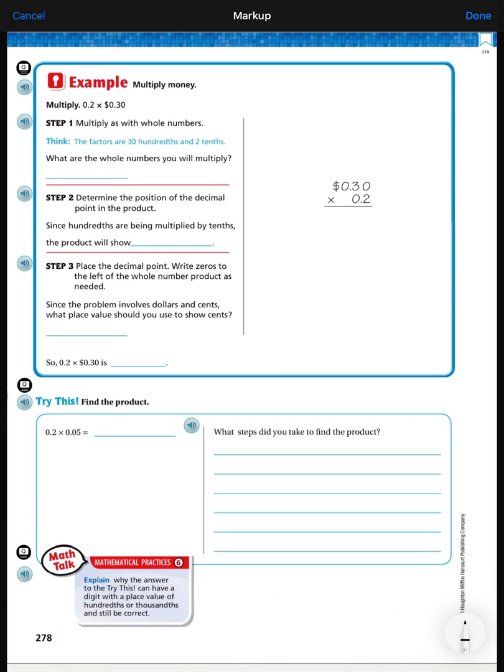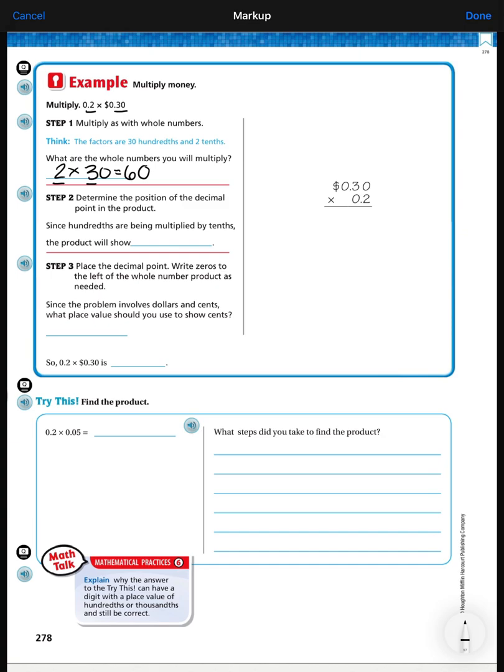The first thing we're going to do is multiply it as whole numbers. So our whole numbers here are 2 and 30. So 2 times 30. We can easily do that in our head because we can say, okay, 2 times 3 is 6, add a 0, which makes it 60, okay?